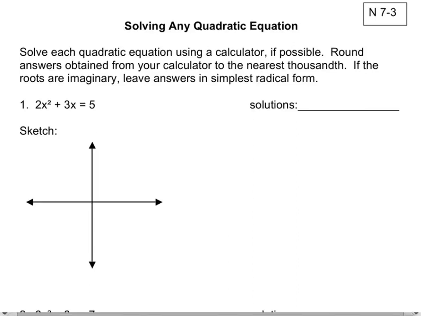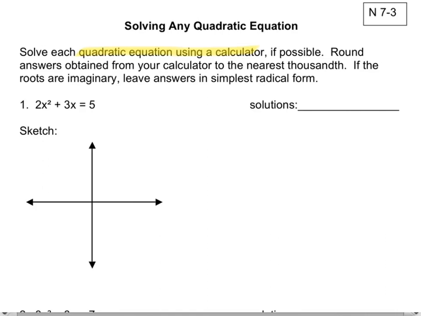All right, we're going to do 7-3, but the key to 7-3, and you should like this, I hope, is that we're going to be solving a lot of this using a calculator. So most of it, except the ones that don't have real solutions, you're really not going to have to show a lot of work because you're going to do it in the calculator.